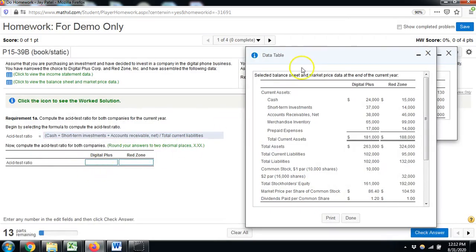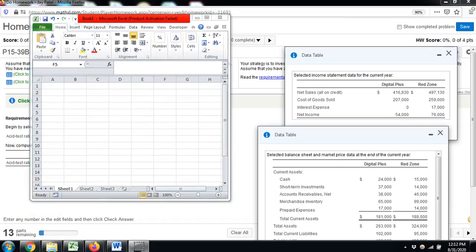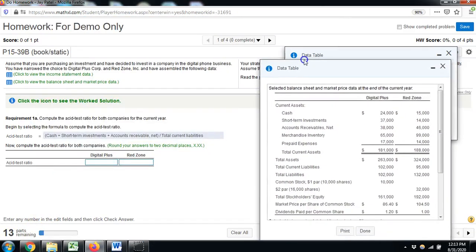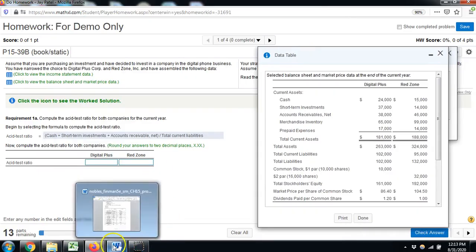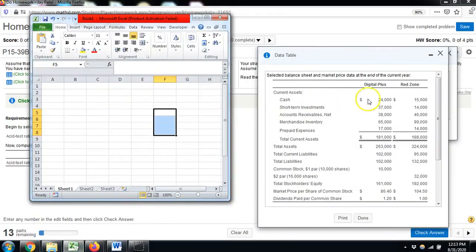Okay. So now let's follow the formula for each of these and put in the numbers. So these are all balance sheet, or rather the numbers that we need are on the balance sheet. So let's open that up. So let's do digital plus first. So we have cash, short-term investments, AR, and current liabilities.